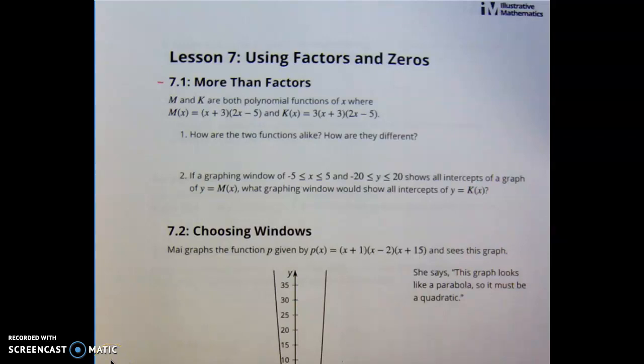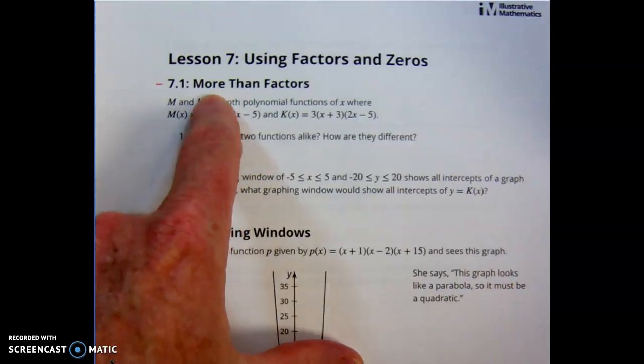All right, today we're going to work on Unit 2, Lesson 7, using factors and zeros. We've got to be sure we understand the connection between factors and zeros today. All right, so we're going to start with more than factors.